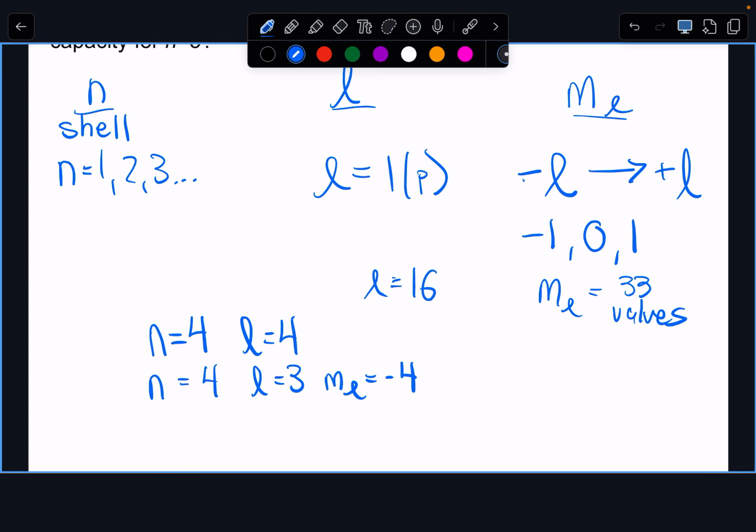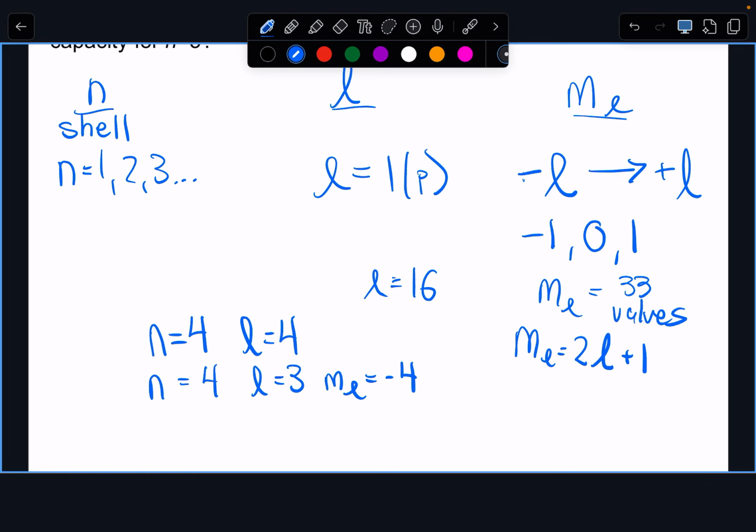There's equations, right? Like the number of m sub l values is 2l plus 1, right? So 16 times 2 plus 1 is 33. Don't try to memorize those. Just try to think through logically what would make sense. Because I guarantee you'll forget. You'll be like, was it l plus 2 or is it 2l plus 1 or is it 2l minus 2? You'll forget.